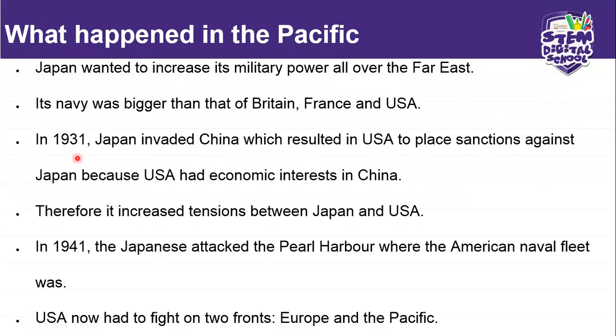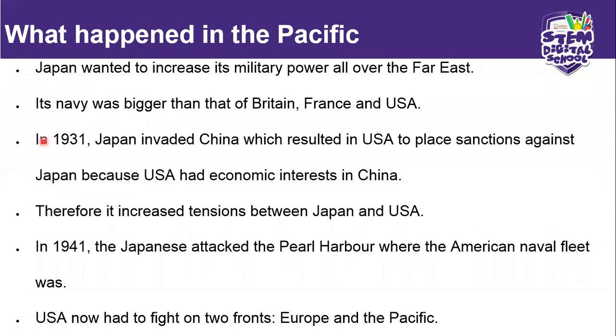And then, what about in the Pacific? Remember, there was World War again in the Pacific Ocean. So what was happening there? Japan wanted to increase its military power all over the Far East. Its navy was bigger than that of Britain, France, and USA.